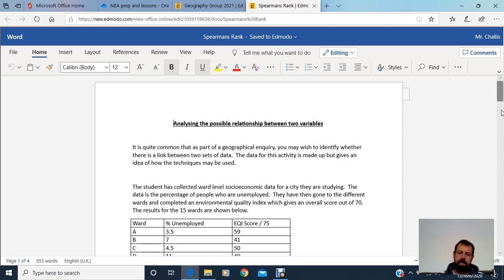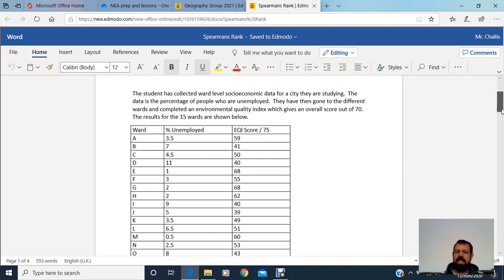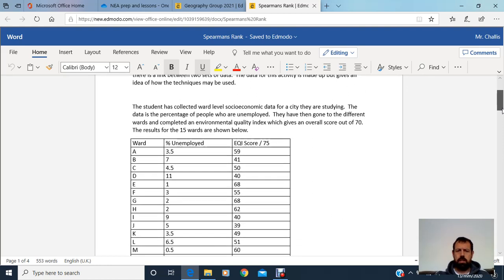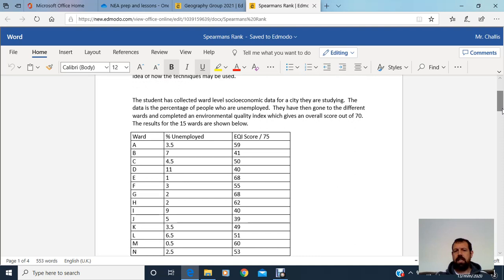Obviously we're not doing it for height and weight, so all these numbers I've just made up and invented. In my imaginary scenario that you can see here, I've collected ward level data. A ward is just a fairly small area of a town or city. Imagine on a map you just drew around the little area. So our towns and cities are separated into wards. Just in case you're wondering what that meant.